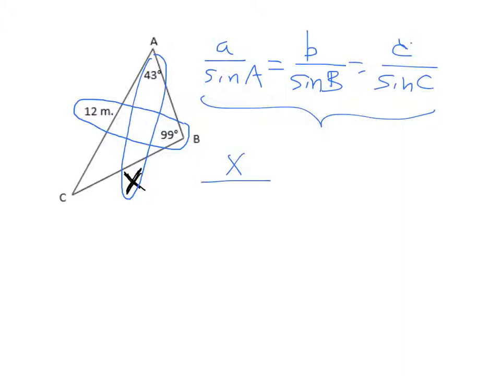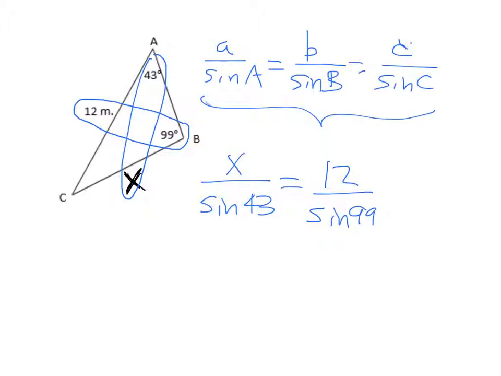Give me the angle diagonally across from x, which would be angle 43. And then go to the other pair that we have. We've got a side, 12. We've got an angle, 99, so I'd write the sine of 99 there.